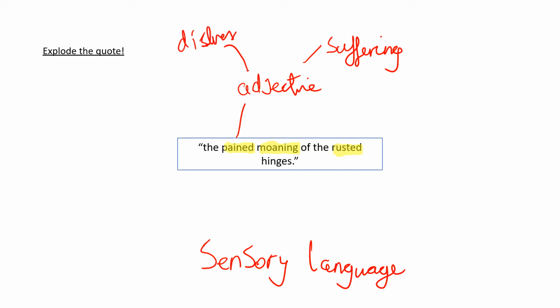Distressing. Sorry for my handwriting, guys. It's just a note that English can be messy when you're making notes. Okay, it's a perfectly acceptable thing. A page should be massively annotated, especially when you're looking at quotes. We've got moaning, so that's an -ing word. The general rule for -ing words is that it's going to be a verb.